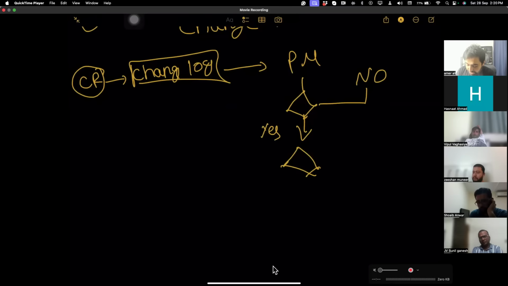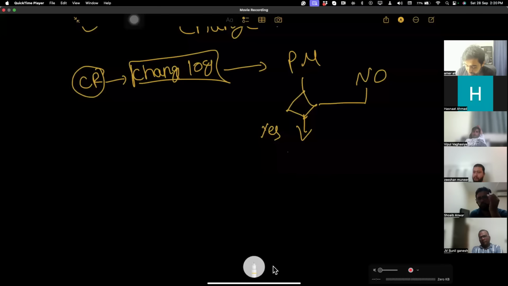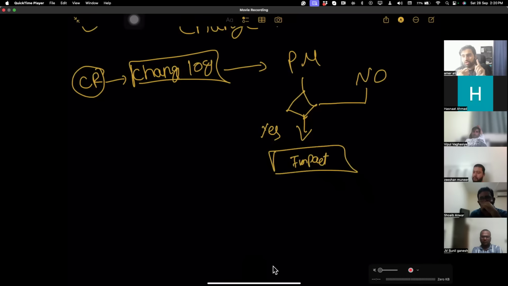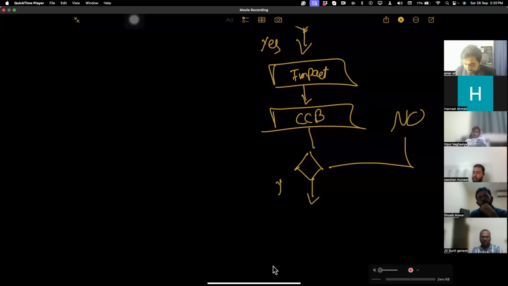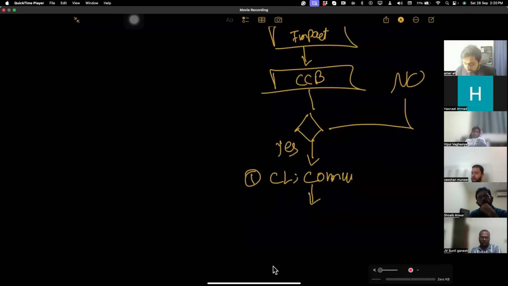He calculates the impact analysis. Impact analysis: how this change impacts scope, schedule, cost, quality, everything. Then he sends it to change control. The change control board evaluates. Do we need the change? No. We update the change log, communicate it. Yes, change is needed. We update the change log, communicate, and then we implement.